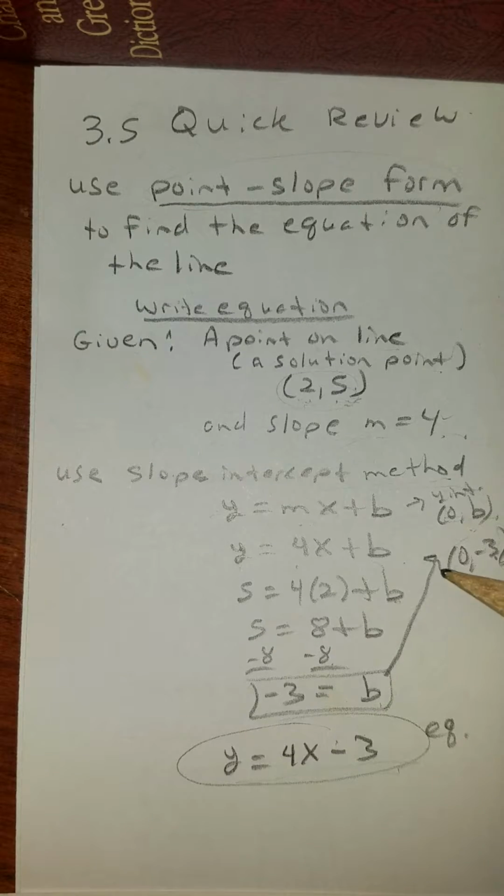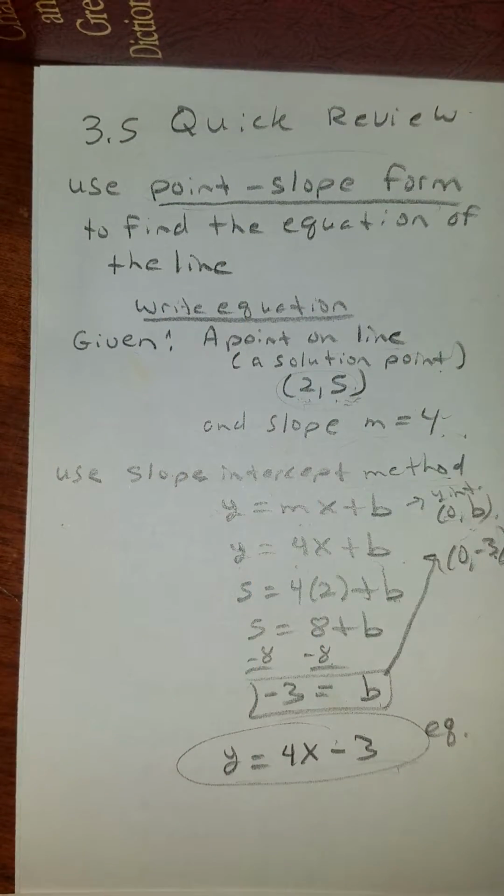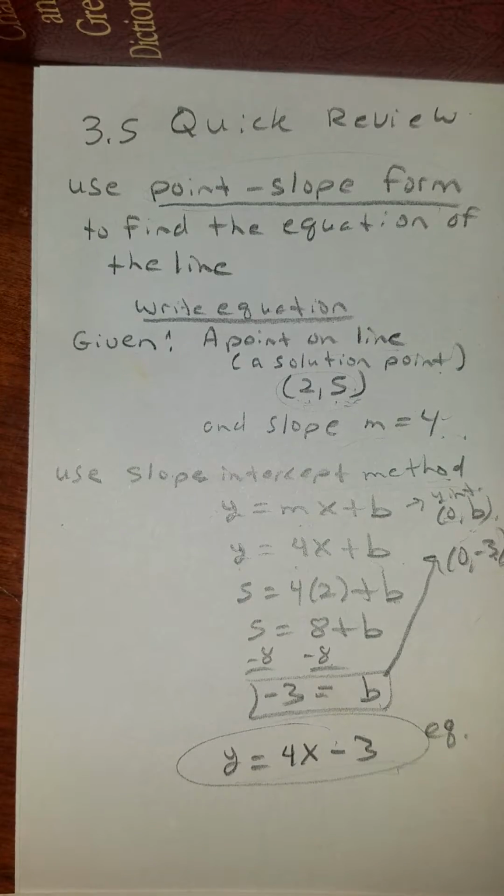Well, in this particular section, they're going to give you a new formula. It's called the point slope formula, where you can find this equation by using that formula. So here's an example of that.